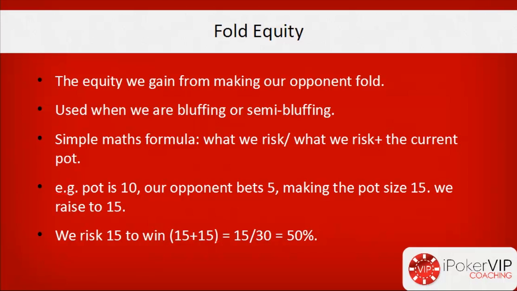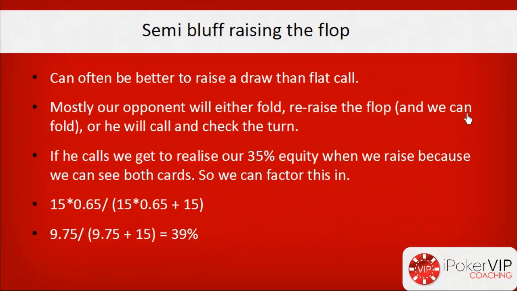To put that in an example, let's assume the pot's 10 and our opponent bets 5. Now the pot size is 15. If we raise to 15, then we're going to need 50% fold equity. Sounds obviously intuitive because we're risking exactly the same as what we can win. Shouldn't be too hard to get your head around this concept. So I hope that you can follow that easily enough.